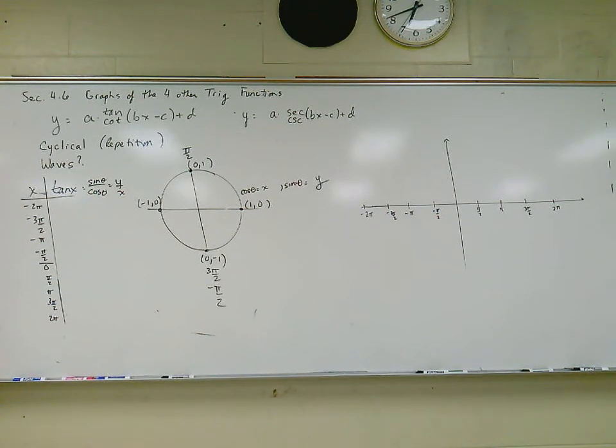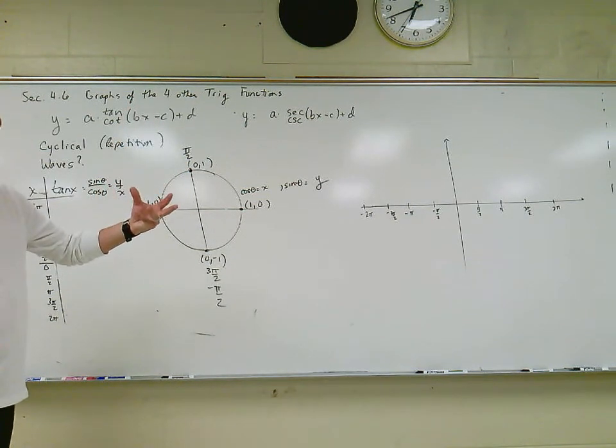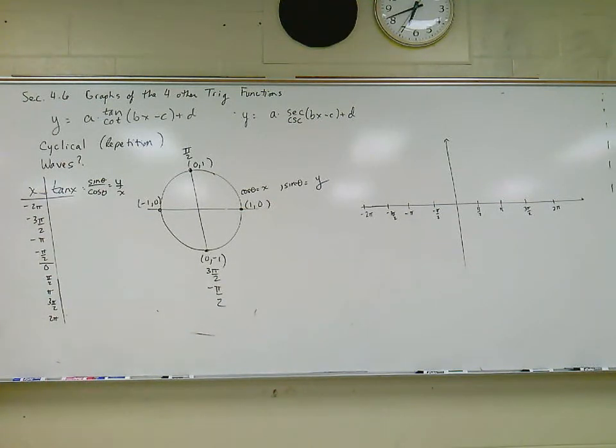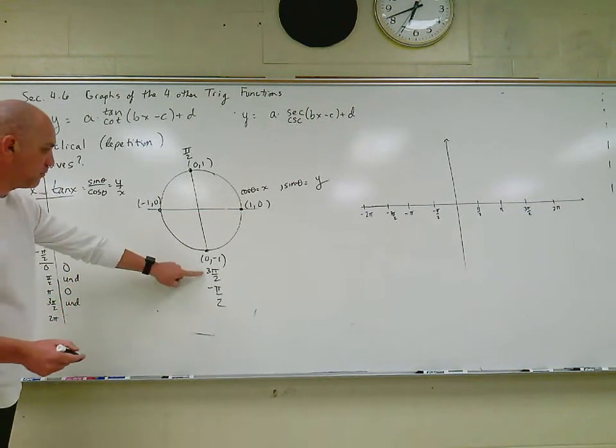Okay, ready? Should go pretty fast. Once you see the pattern, your answer is either what or what? 0 or undefined. So when y is 0, your output is 0. When your x is 0, you cannot divide by 0, but we put what answer? Undefined. Okay. So I point, you tell me the output. 0. 0, right? Pi over 2. Undefined. Pi. 0. 3 pi over 2. Undefined. Everybody with us on how we're getting this?